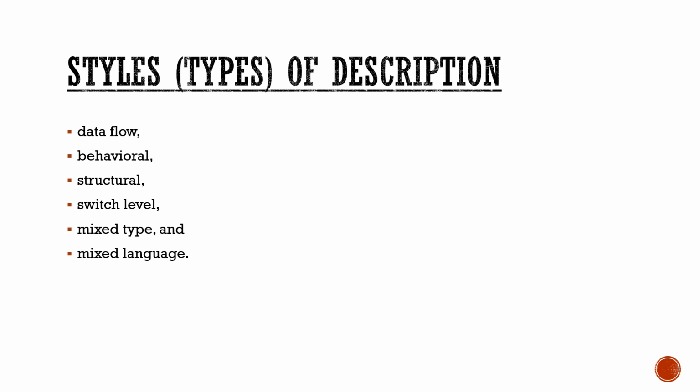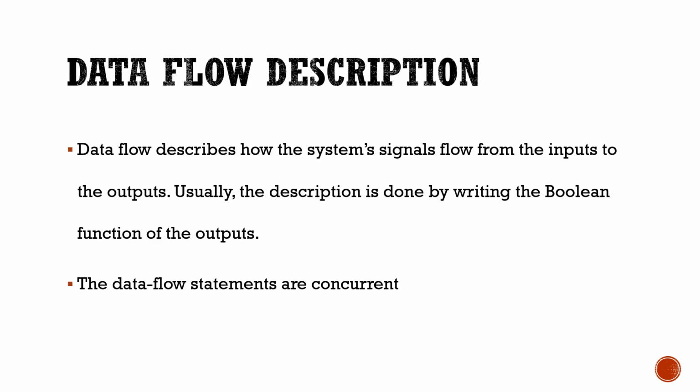So the first one is the data flow description. Data flow description explains how data moves from inputs to outputs. Instead of describing the hardware components, we write the Boolean equations for the outputs here. It mainly uses the Verilog keyword called assign.